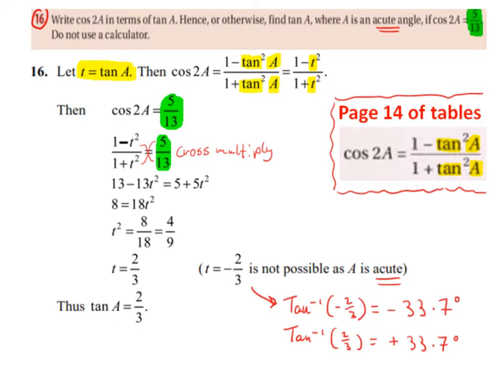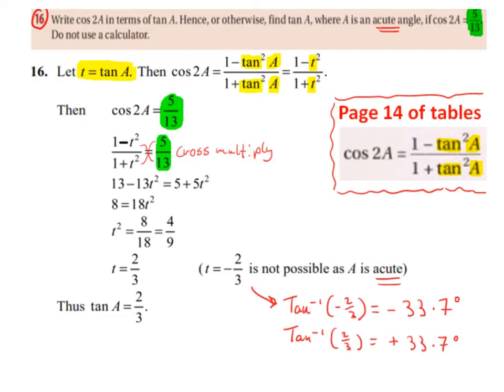It's important to note that letting t be equal to minus 2/3 is not possible. So when we bring the squared over the equal sign, it becomes a square root. And technically, the square root of 4 is plus or minus 2. And technically, the square root of 9 is plus or minus 3. So you could say technically, t is equal to minus 2 over 3 also. But it's not possible in this case because A, the angle, is acute.